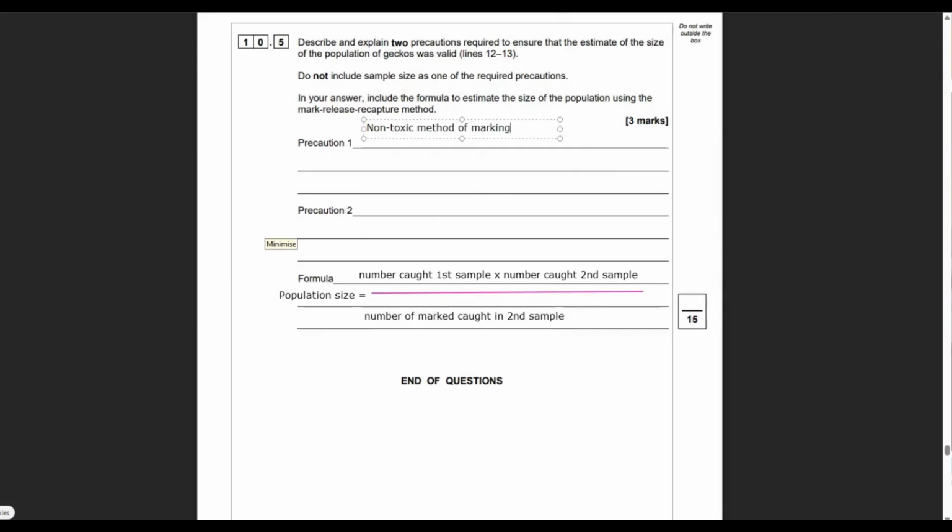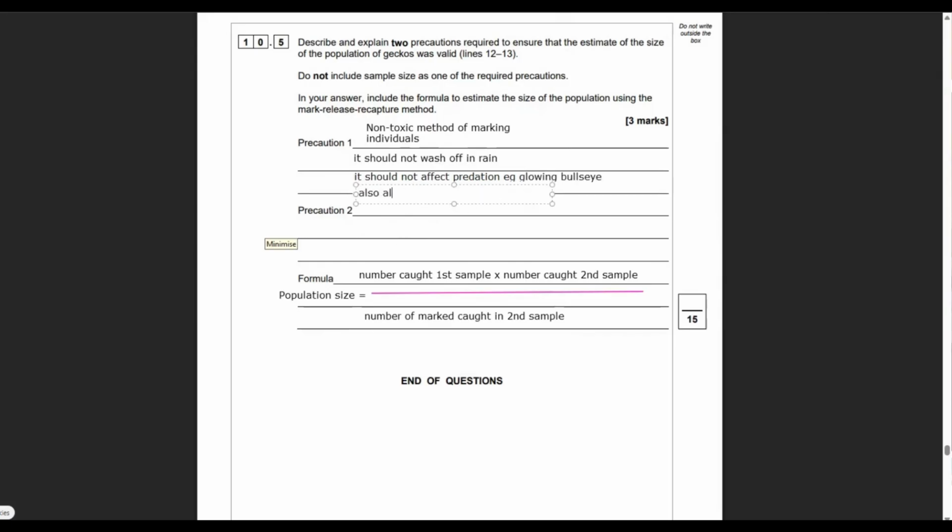Now, in order to make this valid, when you mark them after you've caught the first sample of lizards, the marker pen or the pinning device, whatever it is, mustn't endanger them or harm them, because if some of them die between catching the second sample, it's going to mess up your estimation of population size, other than being unethical and cruel to animals. You don't want the marking system to wash off in the rain or fall off when they're running up the trees or up the surface of a wall.